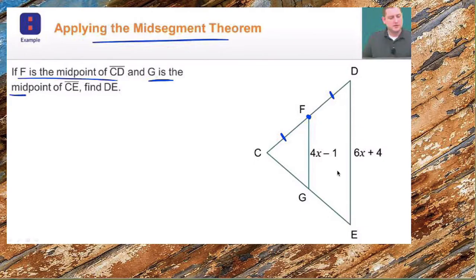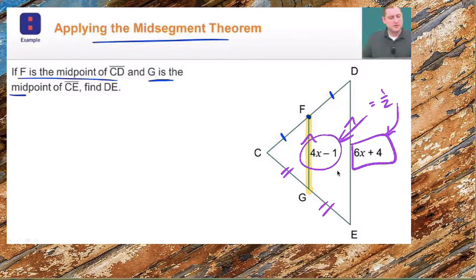Here is a sample question. It says if F is the midpoint of CD and G is the midpoint of CE, well, if we have two midpoints, then we have a midsegment. And if we have a midsegment, then we can know some more information. We can know that it's parallel to the third side of the triangle. We can also know that it is half of the length of the third side. So we know that 4x minus 1 is equal to half of 6x plus 4. So I'm going to create an equation relating these two pieces.